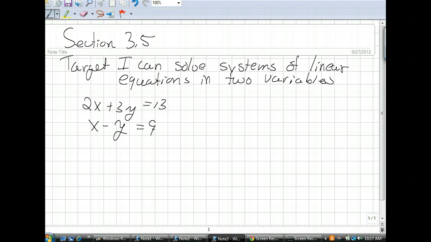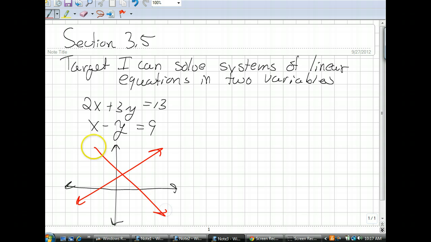Now, each one of these actually represents a line, and so the first thing we have to figure out is, if I graph these, what are the different things that could happen? If I graphed both of these lines on the same graph, there is the possibility that they would intersect at a point, and that would mean that we have one solution. So that's a picture of what we would get if we got one solution.